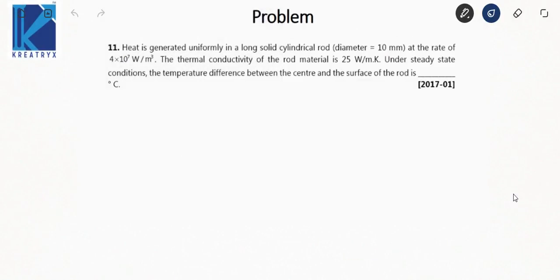Next question. Heat is generated uniformly in a long cylindrical rod. Diameter is 10 mm, or I'll write it as 0.01 meters, at the rate of Q generation equal to 4 into 10 raised to the power 7 watt per meter cube. Thermal conductivity of the rod is 25 watt per meter Kelvin.